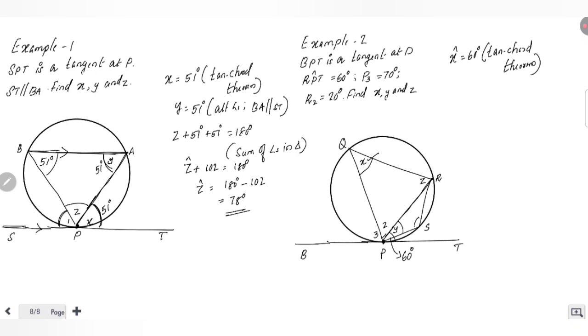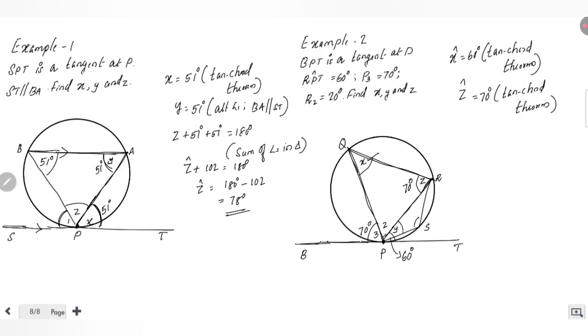So we got the value of X, which is equal to 60. Something else is given: PQT is also given as 70. That is also an angle between the tangent BPT and the chord QP. This chord is subtending which angle on the circle? This Z, which means Z is also 70 degrees. Is it clear? The reason is tan-chord theorem.